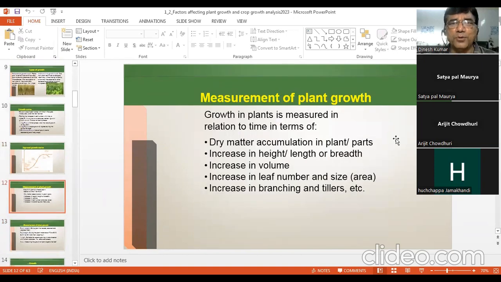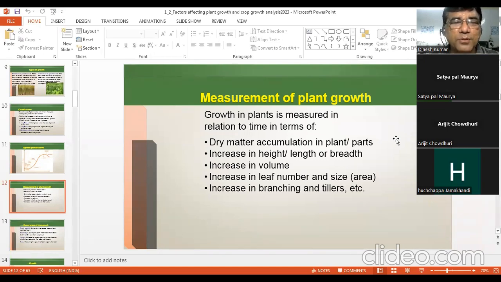Now, how to measure the growth? Our plants, our crops are growing. They are doing growth. In what term? How to measure it? Is it measurable? Can we measure the growth? Yes, we can measure the growth in terms of dry matter accumulation in plants. It means we can measure the dry matter accumulation at every growth stage.